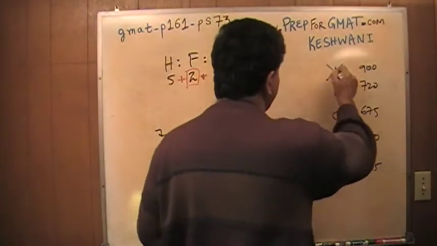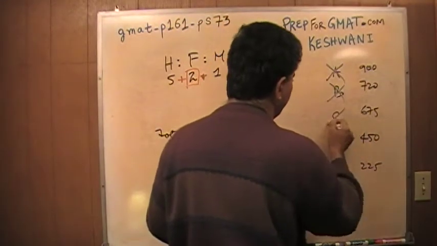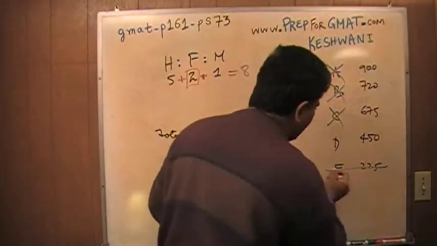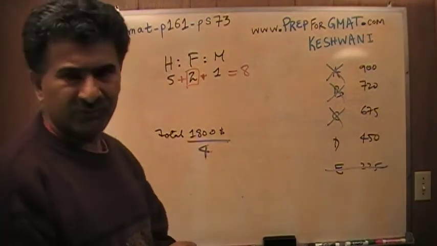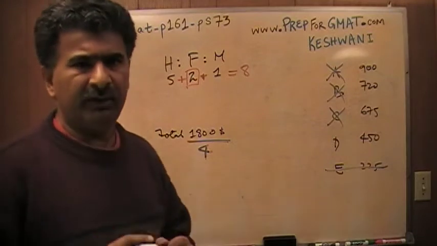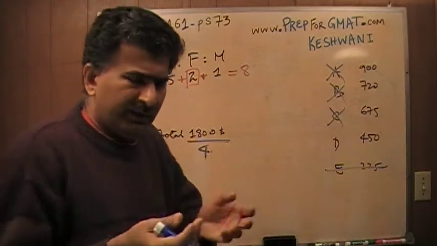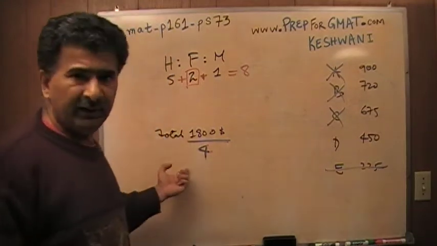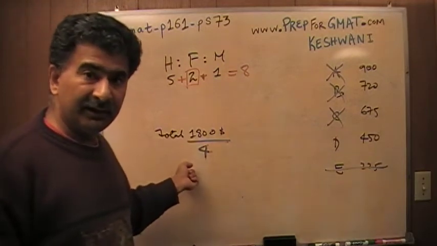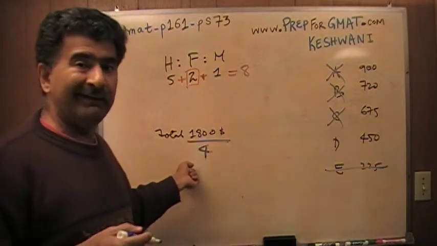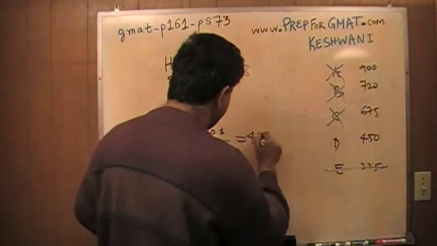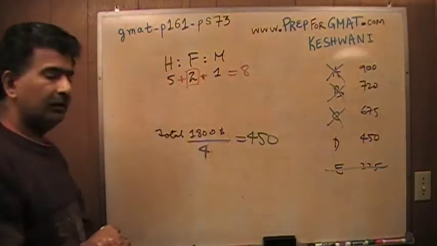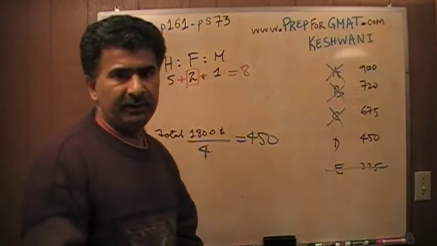Immediately I can cross out A, I can cross out B, I can cross out C, and E is too small. That's it, I'm done. Answer is 450. But if you have a couple more seconds, if you want to think a little bit more, what is half of 1,800? Half of 1,800 is 900, and what is half of 900? Half of 900 is 450. That's it, you're done. So that's how one finds out a quarter of 1,800.